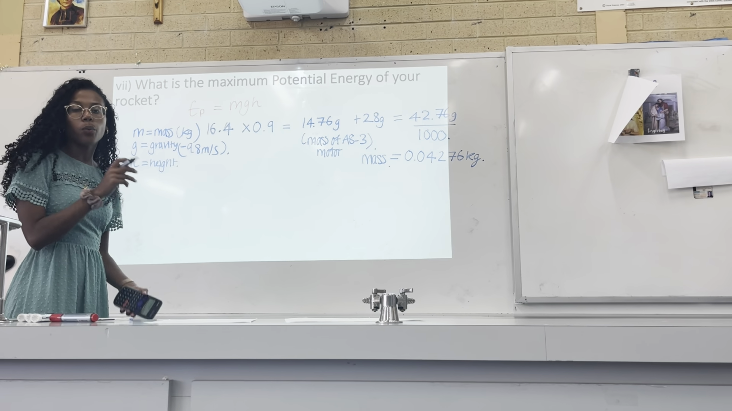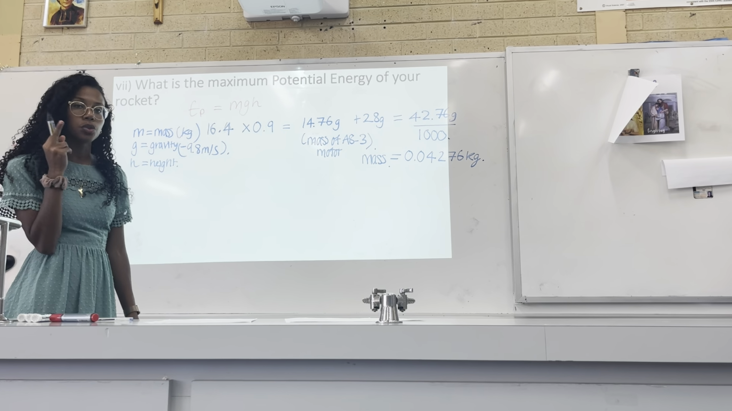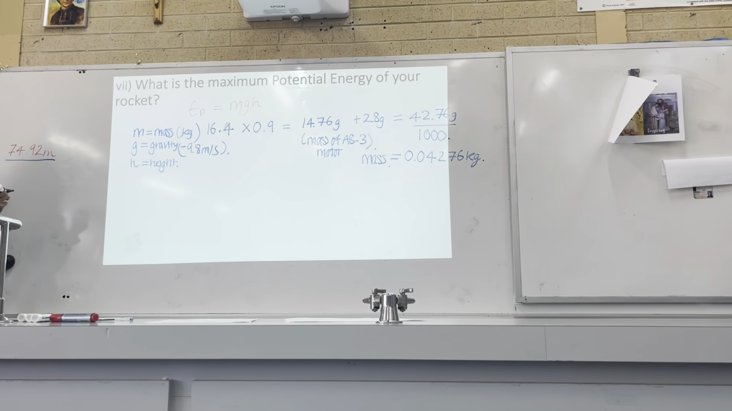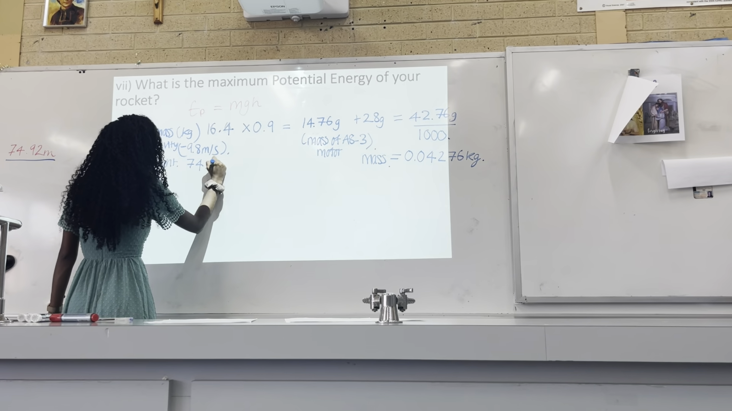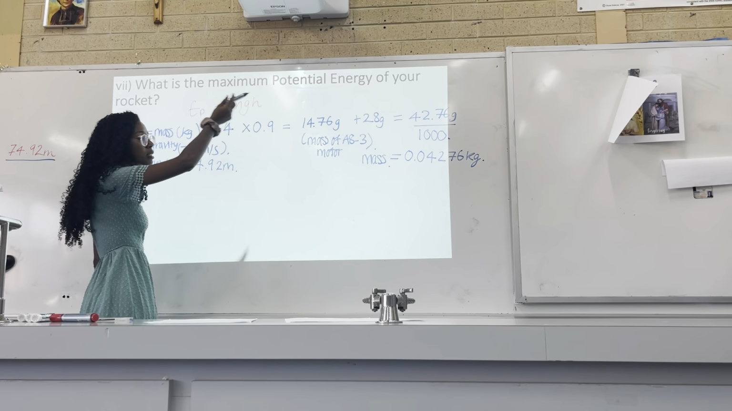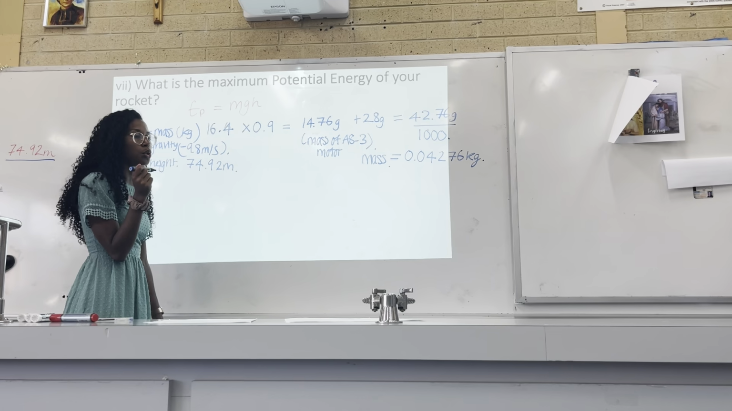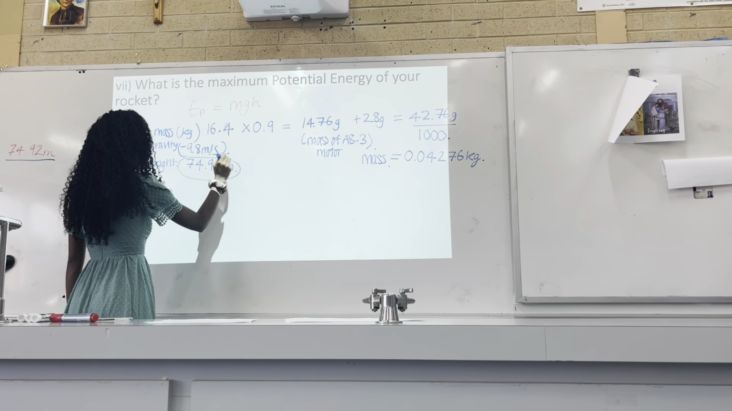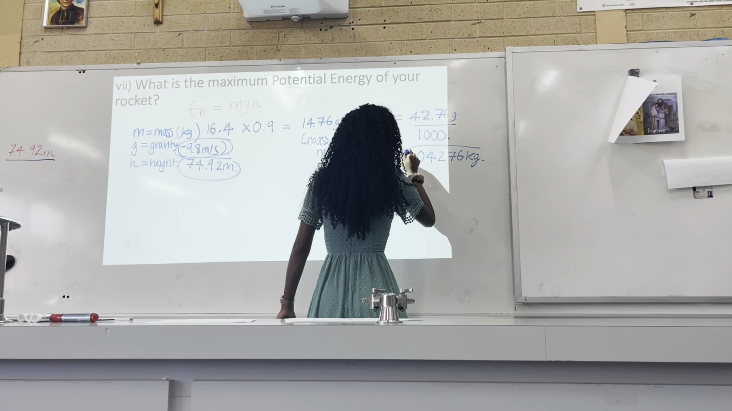Height. Now, we can use that height from the question that we used earlier. I believe it was question 2. And I've written it down here so I wouldn't forget. Our height is 74.92 meters. All right, so at its maximum potential energy, the height is 74.92 meters, okay? So we've got height here, we've got gravity here, and we have got mass here.